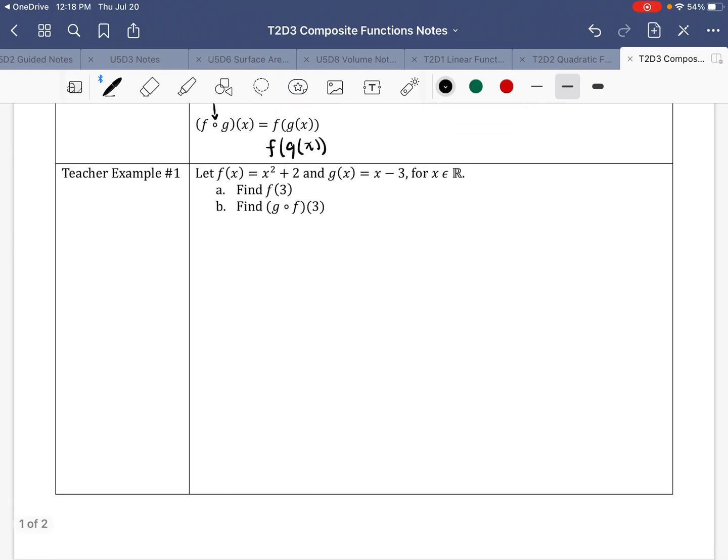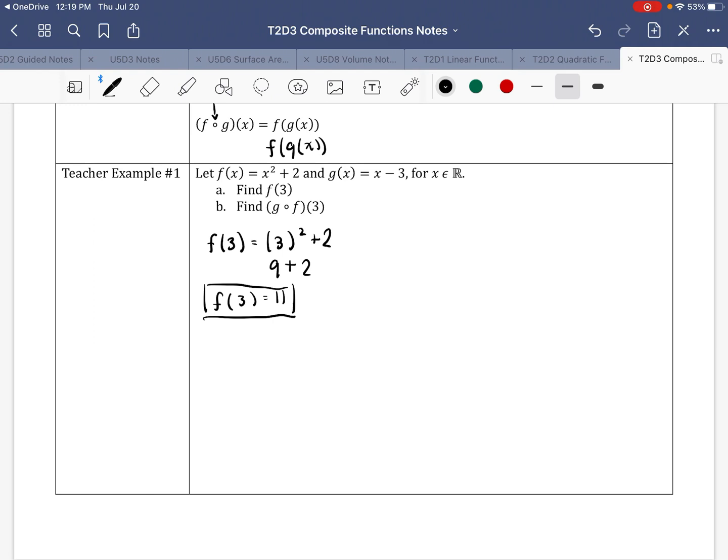So let's take a look at this first teacher example. We're given two functions. f of x is x squared plus 2, and g of x is x minus 3, where x is the set of all real numbers. Find f of 3. So first, it's saying that if our x value is 3, what is our f of 3? So we're going to plug in 3 for our x. 3 squared is 9, 9 plus 2. f of 3 is equal to 11.